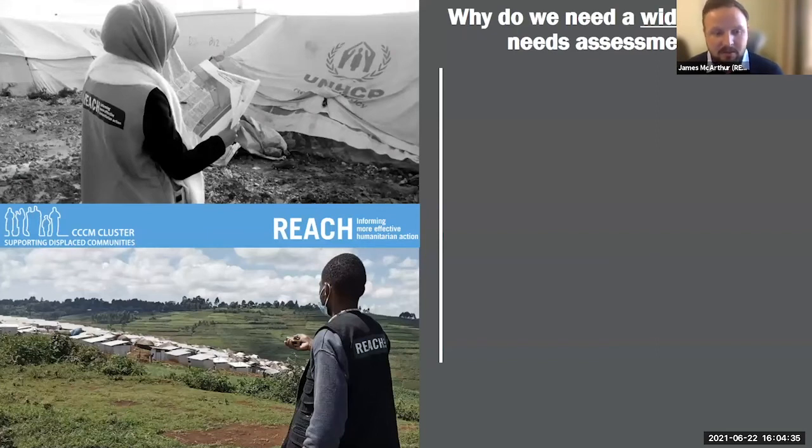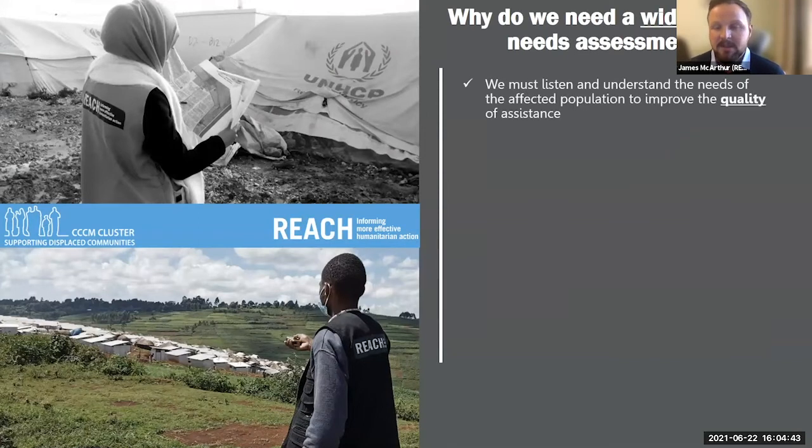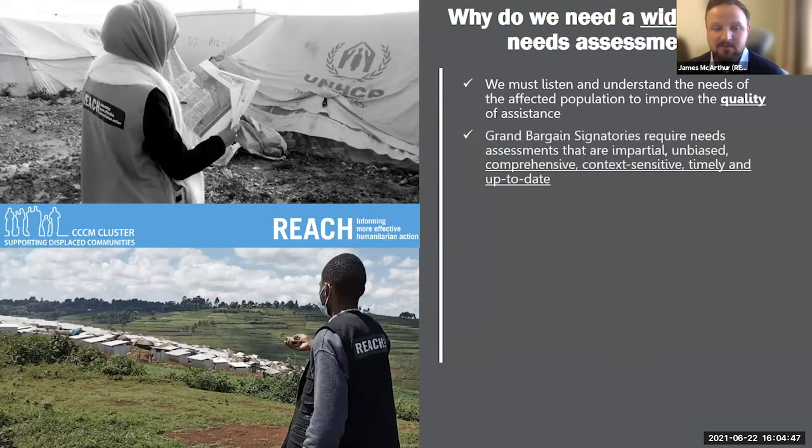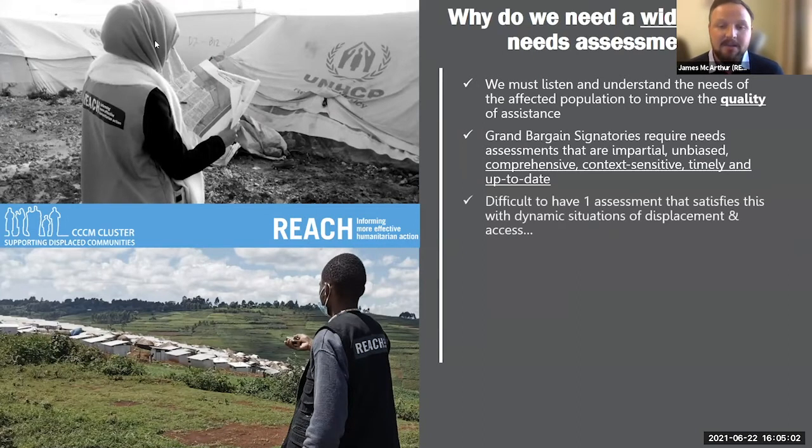I won't go into depth here because I think Brian and Alyssa already articulated well why we need needs assessments, that we must listen and understand the needs of the affected population to improve the quality of assistance. Also, the Grand Bargain signatories require needs assessments that are impartial, unbiased, comprehensive, context sensitive, timely, and up to date. And I think it's really difficult to have one assessment that satisfies this with dynamic situations of displacement and access.